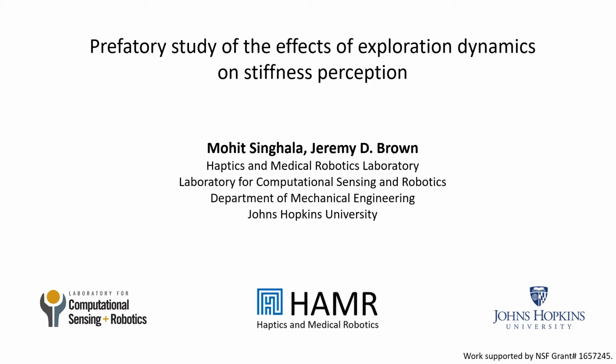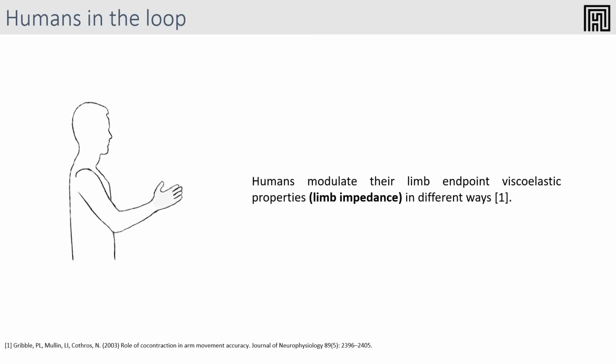Preliminary study of the effects of exploration dynamics on stiffness perception. Humans modulate their limb impedance in different ways for carrying out everyday tasks. For instance, to grab a glass of water, we modulate the impedance of our forearm to maintain an adequate grasp, creating a dynamic coupling between our limbs and the environment.